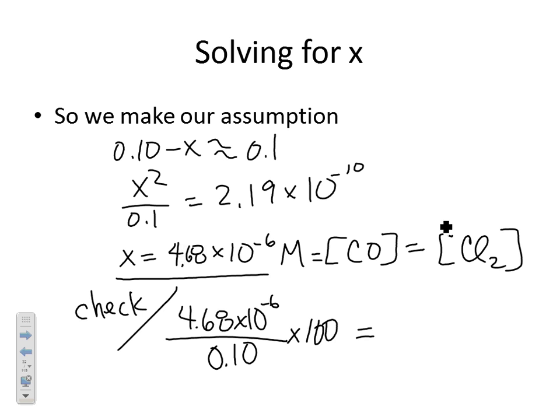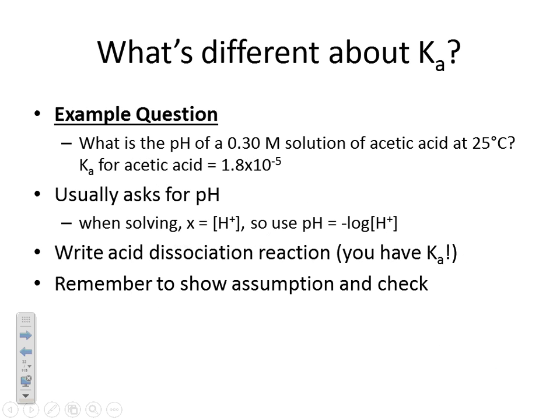And when I do this, I get a very small number. I get something that's 0.005%, which is definitely less than the 5% that we're looking for. So this assumption is totally valid, and I'm good to stick with my answer. And that's how we do calculating concentration values when we're given a K value. We use X in our ICE chart, and we will be making an assumption if K is very, very small.